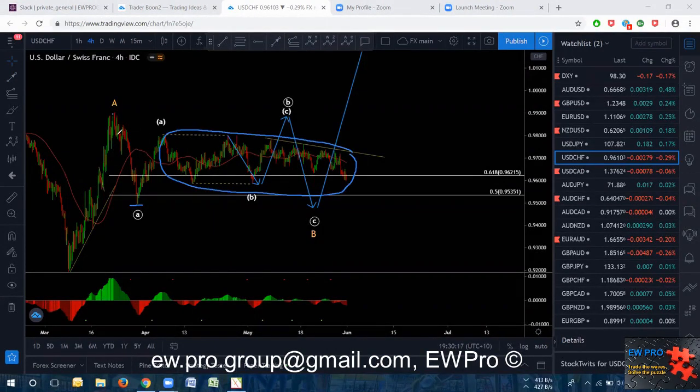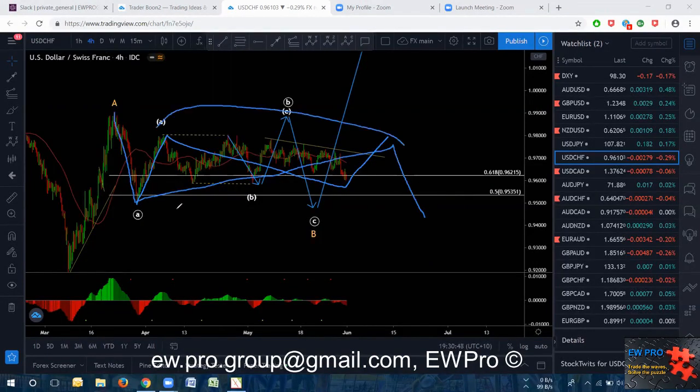And we will get this A, B, and a C down. But this can still be the internal B wave in here. So this can still go up here and then give another one down for the A, B. Sorry. So for the A, B, C, and then we get that A, B, C for a larger correction.